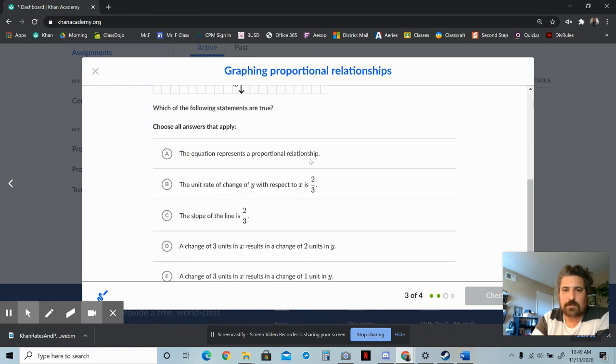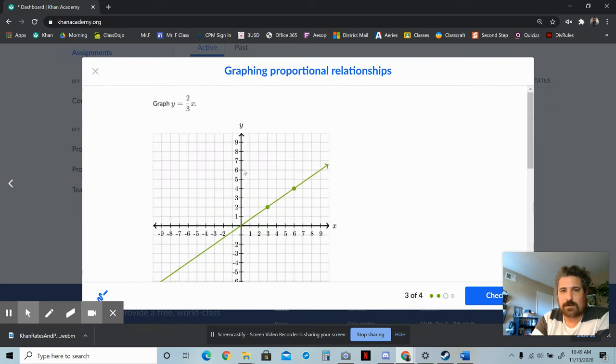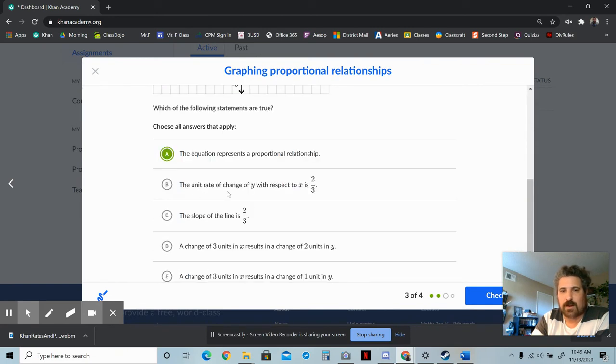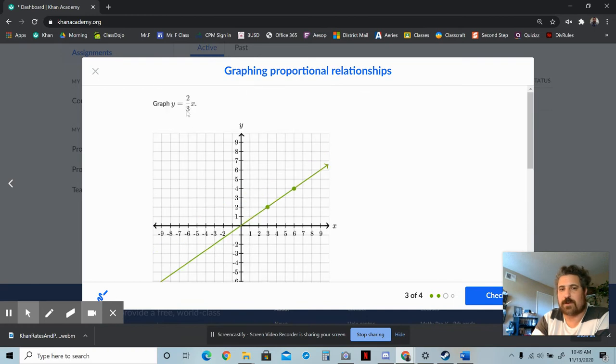The equation represents a proportional relationship. Yes, that's true. The unit rate here is 2/3. So let's see if that's correct. The unit rate of change of y with respect to x is 2/3. Yes. The slope of the line is 2/3. Yes. The slope of the line basically means the unit rate, right? Is the unit rate 2/3? Is the multiplier 2/3? Yes.